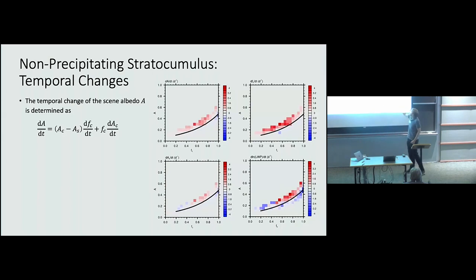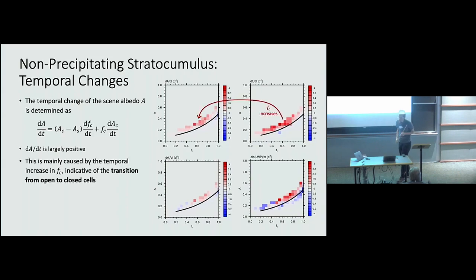So here you can see the temporal change in the scene albedo, and we can see a nice peak in the scene albedo for intermediate values of the cloud fraction. You can see this nicely coincides with the temporal changes in the cloud fraction. So the changes in the scene albedo are mostly driven by the changes in the cloud fraction.